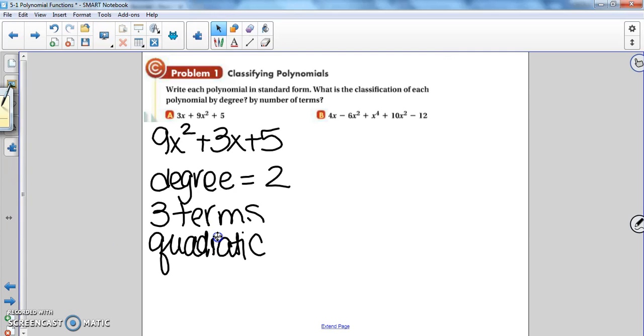But since we have a degree of 2, it is a quadratic trinomial, because we have 3 terms. You guys go ahead and try B on your own.